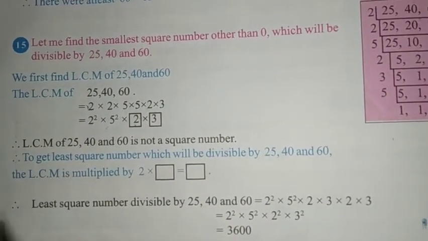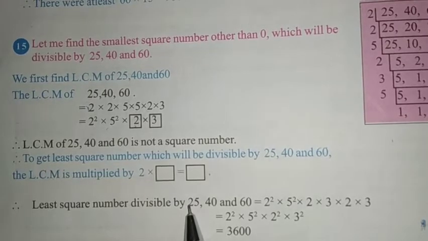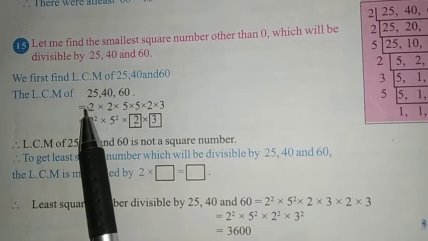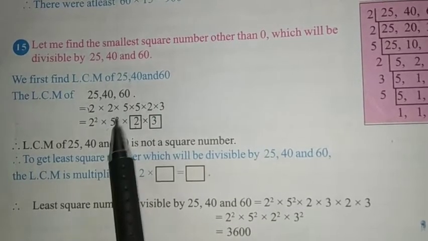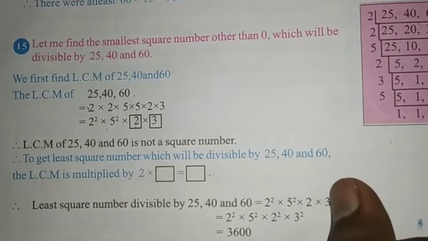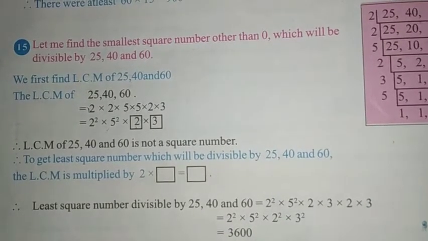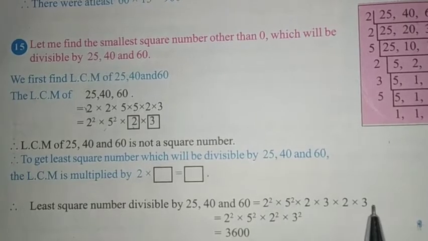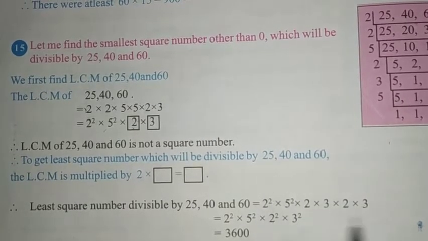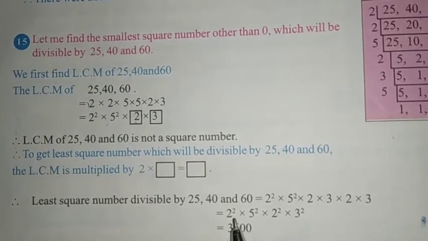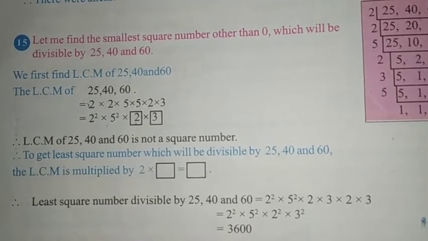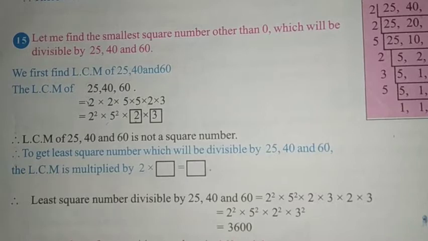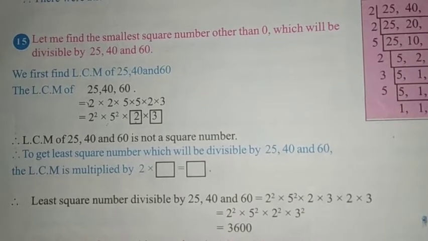So the least square number divisible by 25, 40 and 60 will be what? Look, I need to write from all these numbers. So 2 square into 5 square into 2 into 3 will be there up to this. Now we need to multiply this with one extra 2 and one extra 3. So if you multiply all these numbers, the number will be 3600. Now look, all the numbers are in square format. That means the required number is a square number. Understood? Using this technique we'll solve the next problem also.